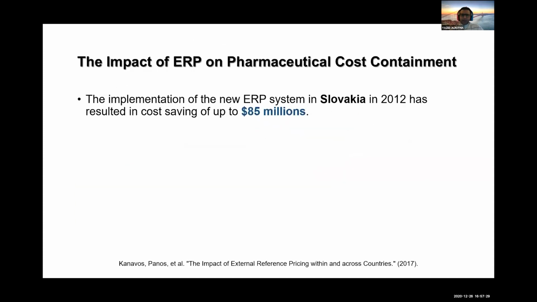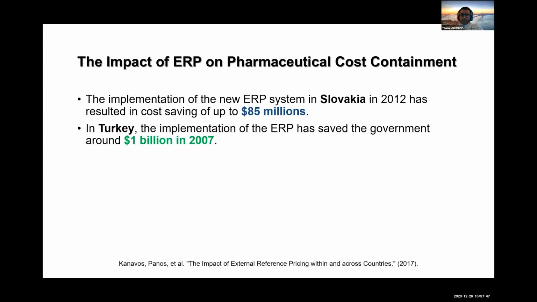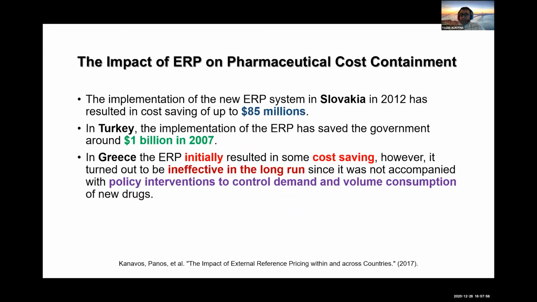So what is the impact of ERB on pharmaceutical cost containment? The implementation of the new ERB system in Slovakia, for example, in 2012 has resulted in a cost saving of up to $85 million. How about Turkey? According to some expert interviews, they mentioned that it resulted in a cost saving of about $1 billion in the year 2007. In Greece, they actually implemented ERB initially and it resulted in cost saving.